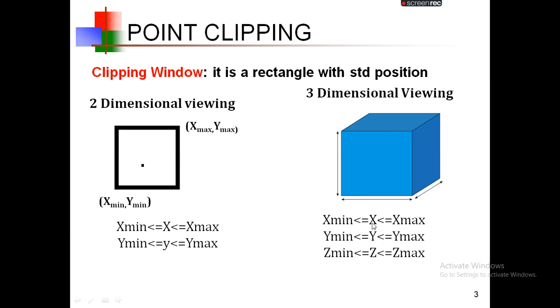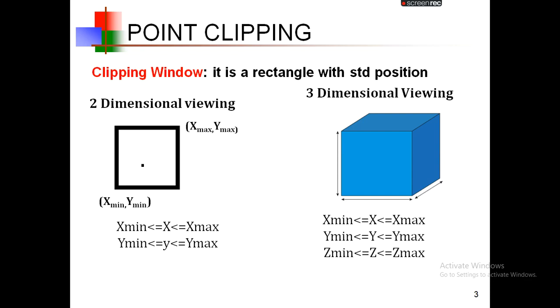If the given point P lies within this range, then you can say that point P lies inside the viewing volume. So whichever object or point lies inside the viewing volume or inside the cube, we can display that point on the screen of the monitor. If any point lies outside of this cube, then we cannot display that point on the screen of the monitor.